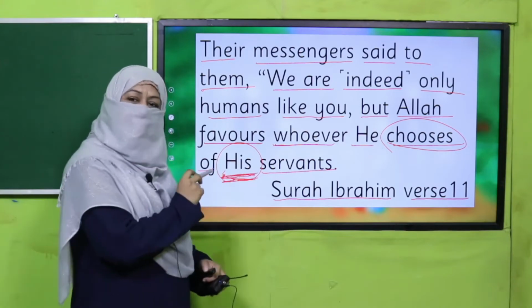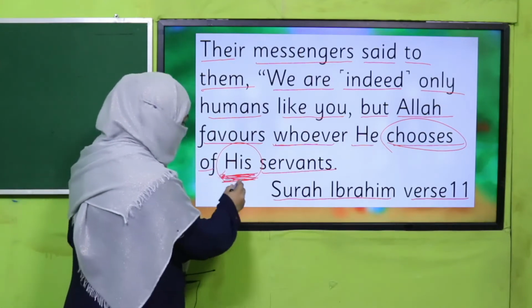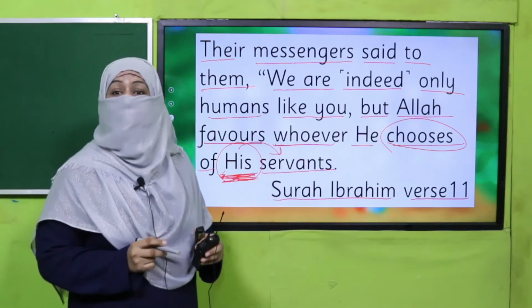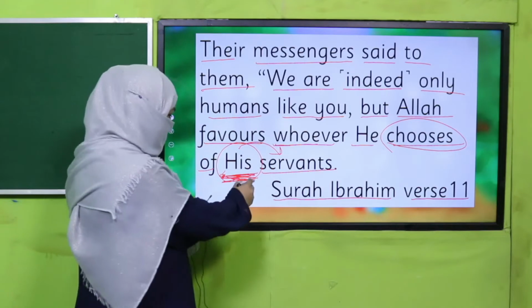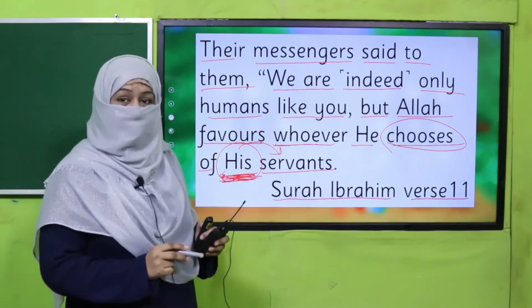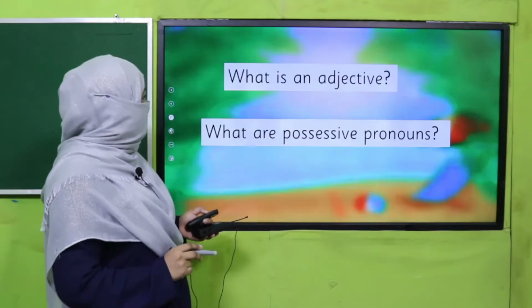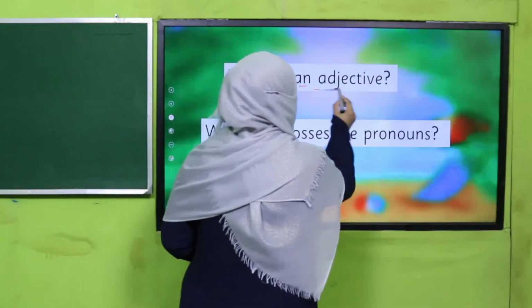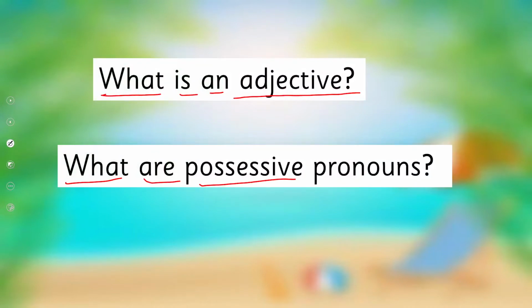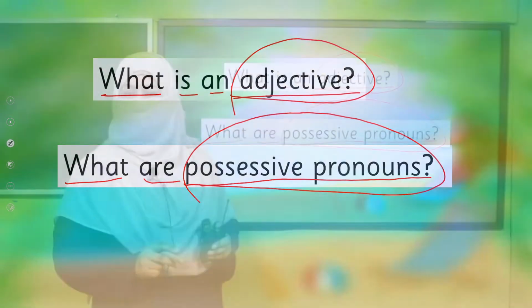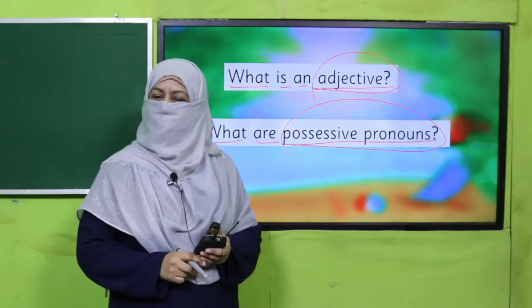Okay, so my dear children, now look at this word, his. What is this showing? His servant means servants of Allah subhanahu wa ta'ala, right? So this his, what is it in grammar? It is a possessive adjective, what we are going to learn today. So first you tell me, what is an adjective and what are possessive pronouns? We have learnt about both of these grammar topics, adjectives and possessive pronouns. So pause the video, answer these questions to your teacher and then come back.